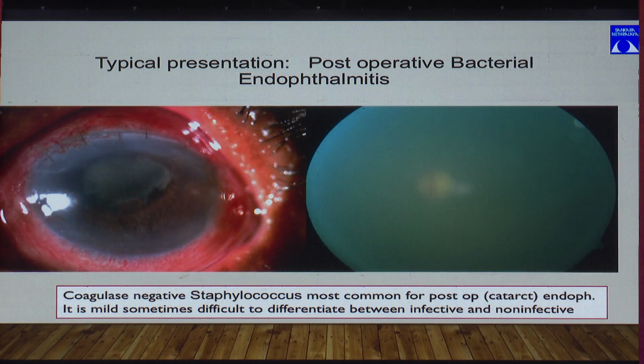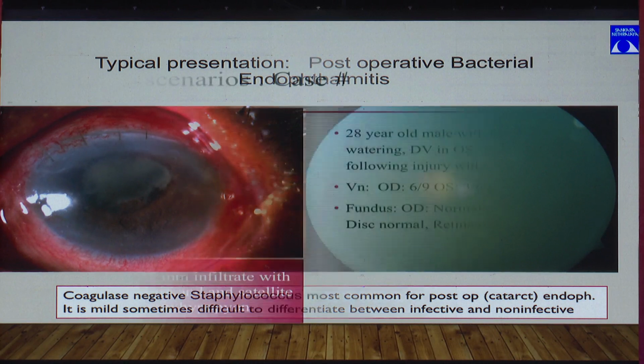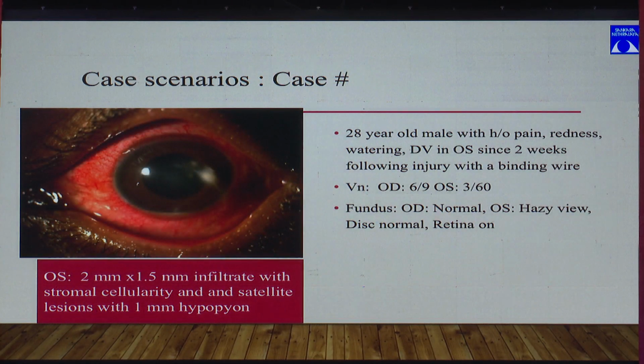It can happen to anyone, and the typical presentation that we have of a post-operative bacterial endophthalmitis is something like this. But this is not always so easy to recognize and diagnose. So first, some pitfalls that we can have for diagnosis. This is a patient. You can see there's a trace hypopyon.